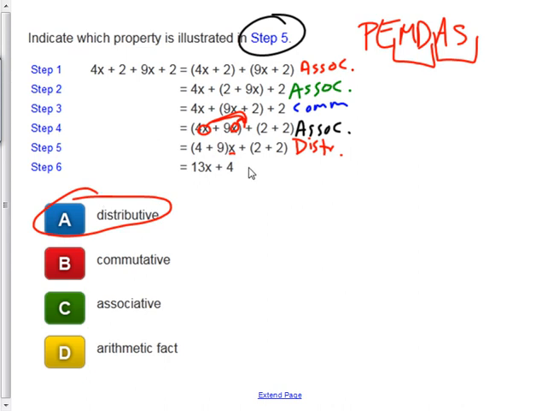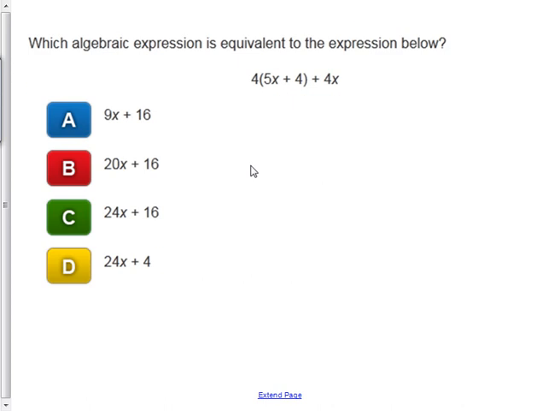And then step 6 is just following order of operations. We're just doing what's inside the parentheses there, and so that's how we would simplify that down. So this original expression gets simplified down to that using these different properties: associative, associative, commutative, associative again, then distributive, and then we have our answer following order of operations. So moving on.